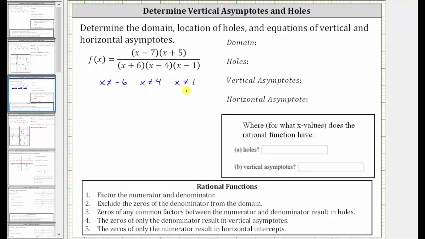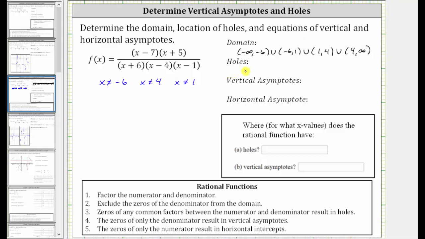To express the domain using interval notation, because negative 6 is the smallest value, starting on the left, we'd have the open interval from negative infinity to negative 6, union the open interval from negative 6 to 1, union the open interval from 1 to 4, union the open interval from 4 to infinity.